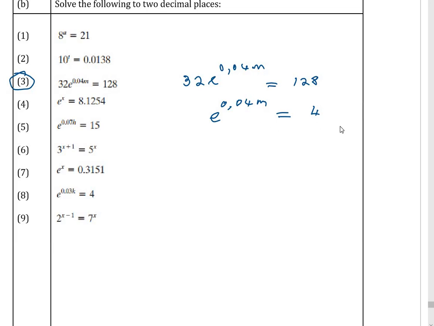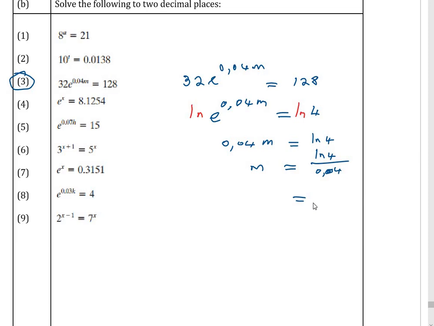Okay, now we've got e. What do we do? We put ln on both sides. I knew you said it to yourself because you are awake and you've listened. And a ln and a e will cancel one another. So this will just be 0,04m. Okay, that is ln 4. That I'll keep for the moment. I want m. So divide by the 0,04. So this will be ln 4 over 0,04, and that we go to the calculator.